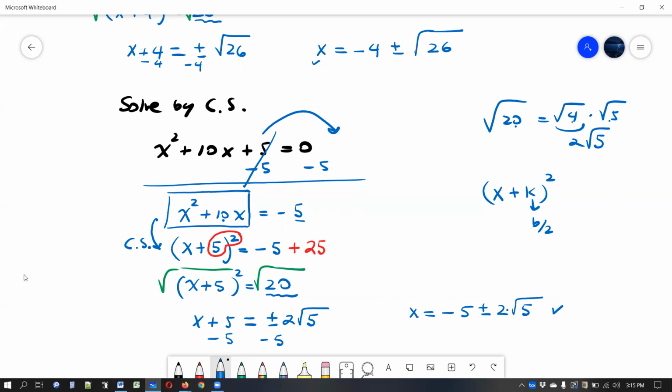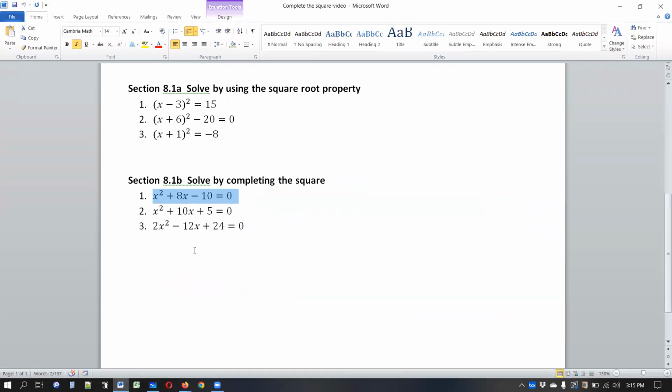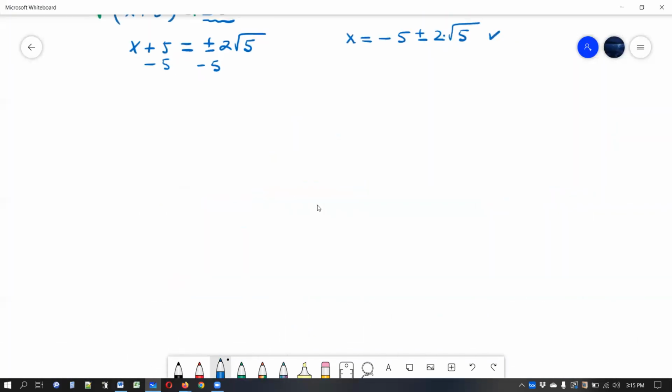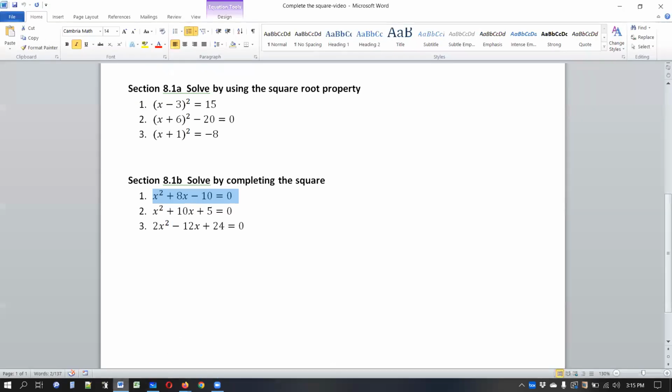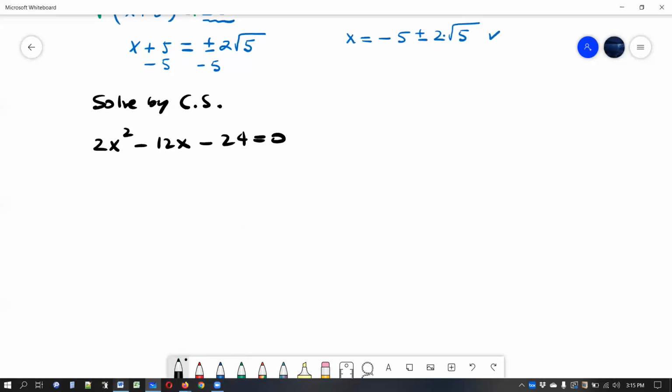Okay. Now let's see one additional example. 2x squared minus 12x plus 24. Solve by completing the square. Let me check to make sure that I didn't copy this wrong. Minus 12x plus 24.